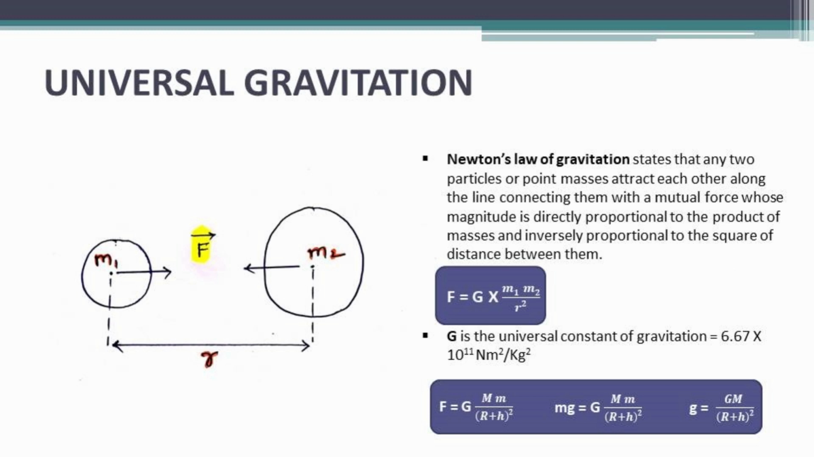Now let's assume this gravitational force is F, which is acting between two masses m1 and m2, and they are r distance apart. Then the gravitational force F is given by F is equal to G into m1 m2 by r square. Here G is the universal constant of gravitation, which is equal to 6.67 into 10 to the power minus 11 Newton meter square per kg square.